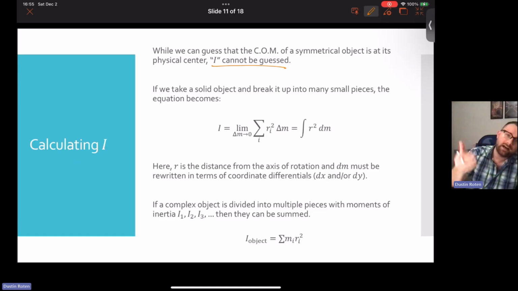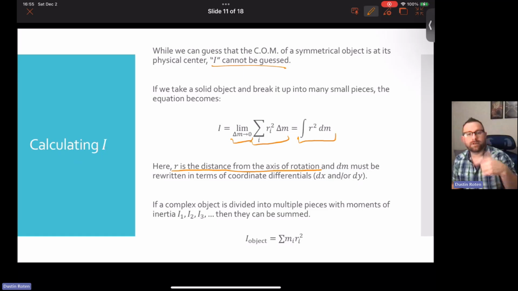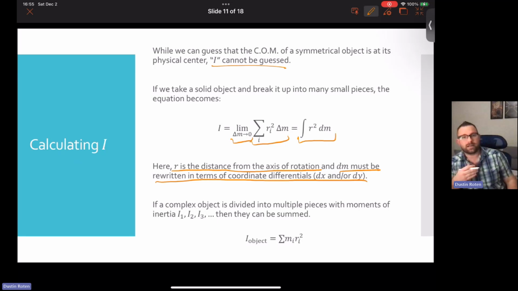So again, if we take a solid object and break it up into a lot of small pieces, then the equation actually becomes an integral, right? So we're just taking the r squared and then the m associated with each r squared, and we're making the masses really, really small, right? So our little mass chunks get incredibly small, which is what turns it into an integral. So here r is the distance from the axis of rotation, and dm must be rewritten like we've done in a couple previous examples. dm must be rewritten in terms of a coordinate differential, so a dx or a dy.